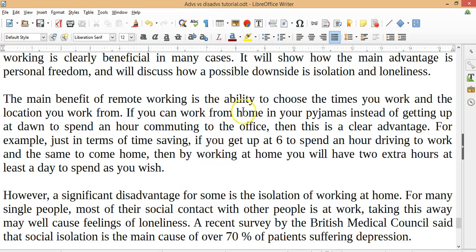Explain it. If you can work from home in your pajamas instead of getting up at dawn to spend an hour commuting to the office, this is a clear advantage. For example, if you get up at 6 to spend an hour driving to work, the same to come home, then by working at home you'll have 2 extra hours a day to spend as you wish. Okay, so that's an obvious advantage. You are saving a couple of hours.